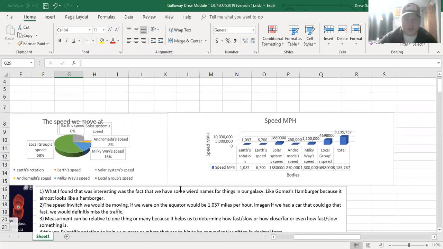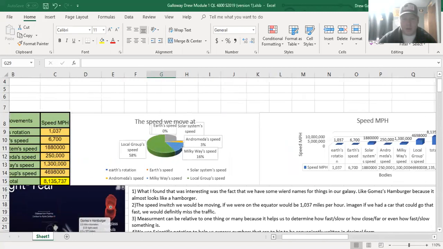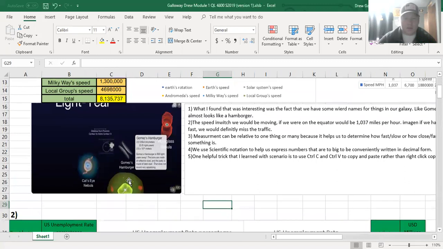What I found interesting was the fact that we have some weird names for things in our galaxy, like the Gomez hamburger. As you can see, let me move this out of the way real fast. I like the Gomez hamburger. It's just right here. It actually looks like a hamburger.